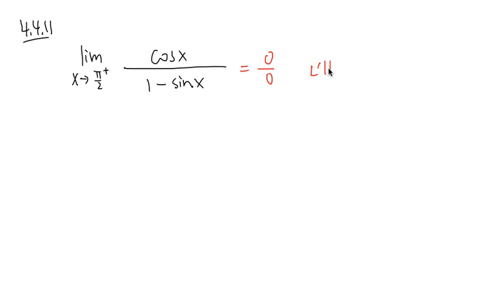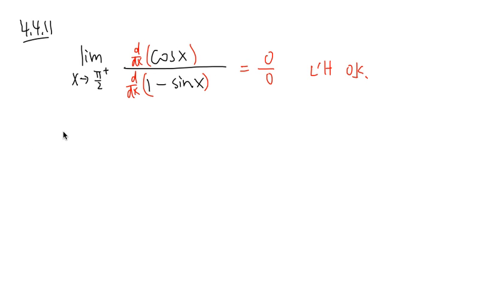So we can use L'Hopital's rule. That means I'm going to differentiate the numerator and then differentiate the denominator separately. This is not the quotient rule. This is L'Hopital's rule. Take the derivative of the top, divide by the derivative of the bottom.